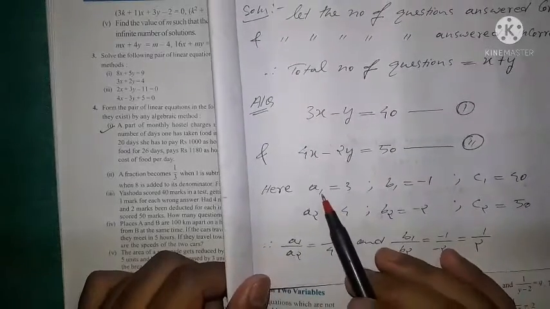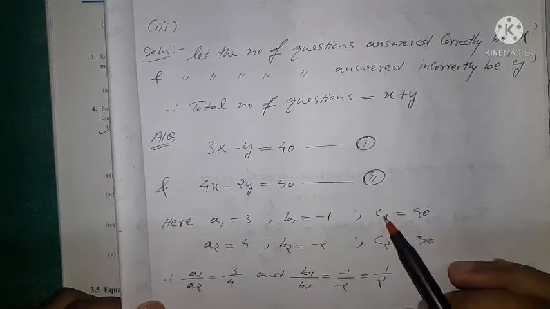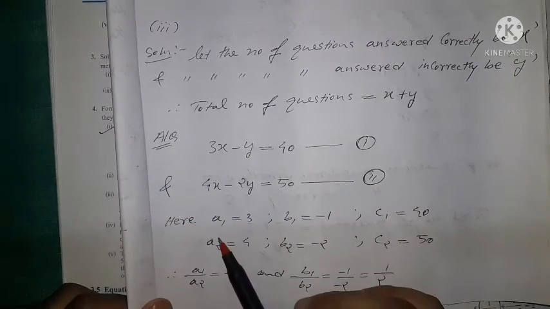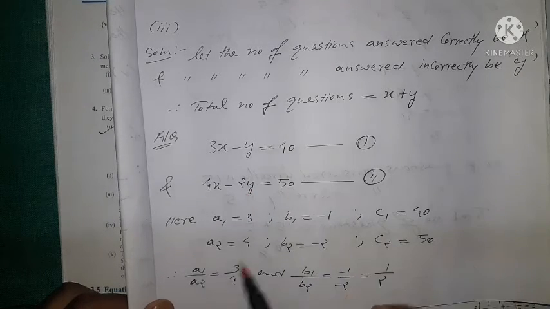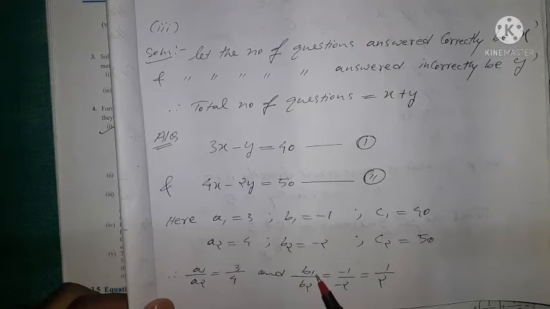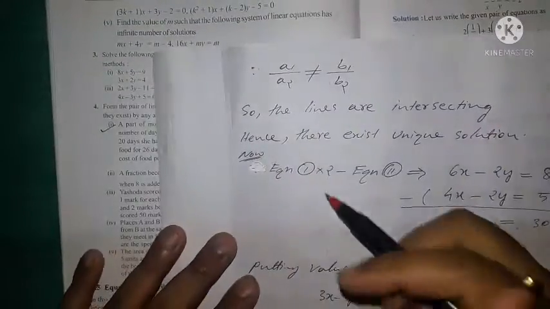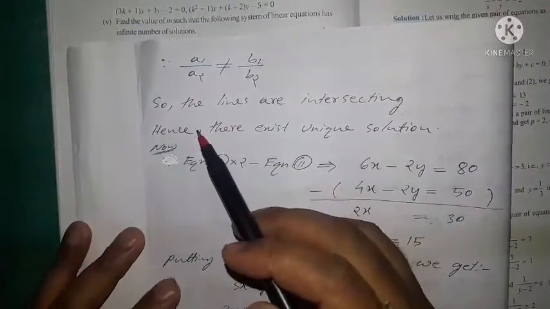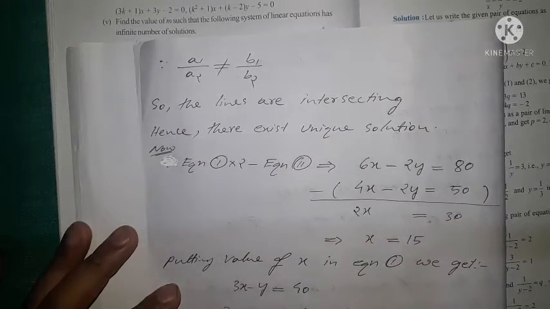So here a1 is equal to 3, b1 is equal to minus 1, c1 is equal to 40, and a2 is equal to 4, b2 is equal to minus 2, again c2 is equal to 50. So therefore a1 by a2 is 3 by 4, b1 by b2 is minus 1 by minus 2, that is 1 by 2. As we can see, a1 by a2 is not equal to b1 by b2, so the lines are intersecting, hence there exists a unique solution. So now we'll be applying the method of elimination here.